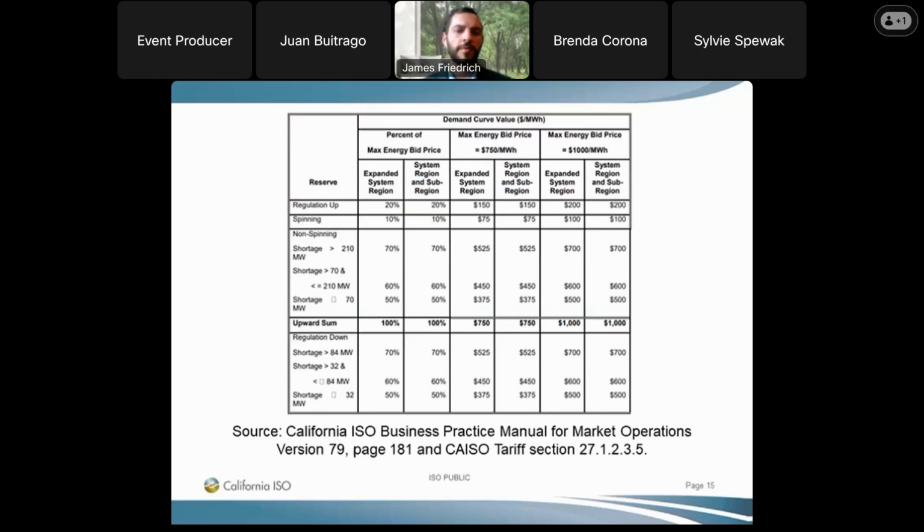the column that says percent of max energy bid price, essentially the lowest shortage, for less than 70 megawatts of non-spinning reserve, comes at a penalty price of 50% of the relevant bid price cap at that time. So if you were to follow that row all the way to the right-hand side, in which case the max energy bid price is $1,000, you would see that the shortage price for the first step of non-spin is $500. That means that if the market needs to relax the non-spin requirement based on the scheduling priorities, it would result in a pricing run value of $500, and that's what the surplus variable would cost in that case.